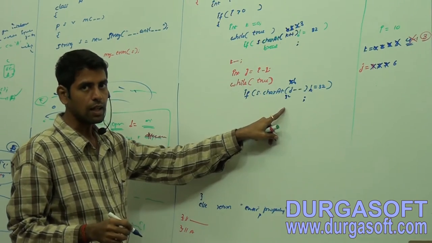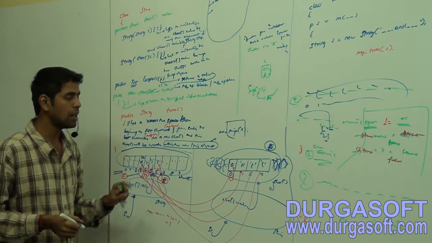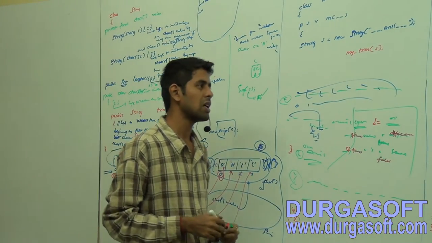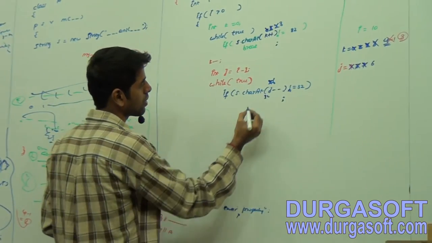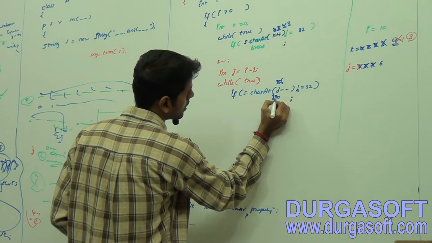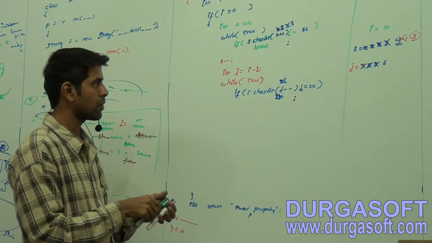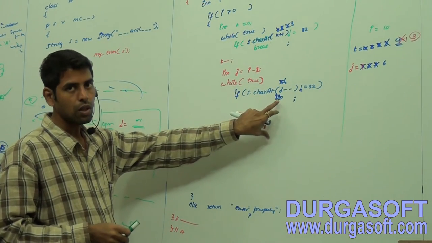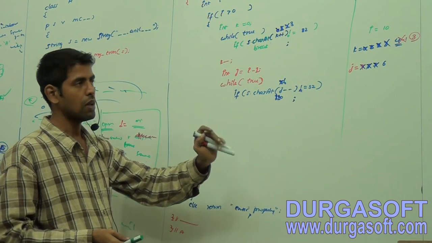What is there at 6th index? At 6th index, I'm having L. Of course, L's Unicode value is something. Let it be like 110, okay? Even I don't know, I'm just writing this approximately. Let that value be 110. Whatever it will be, it will be less than 122.